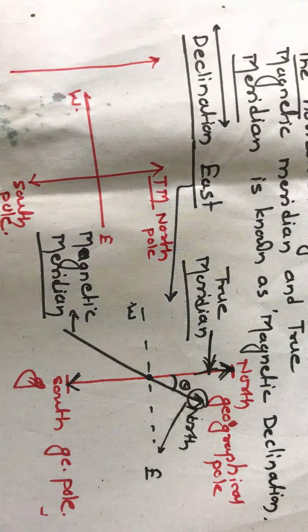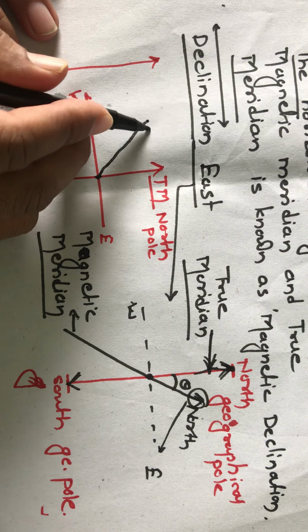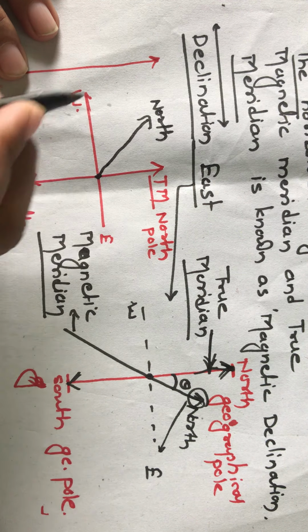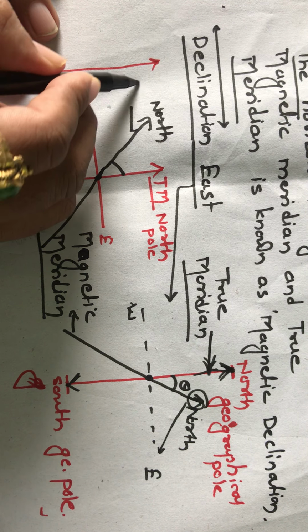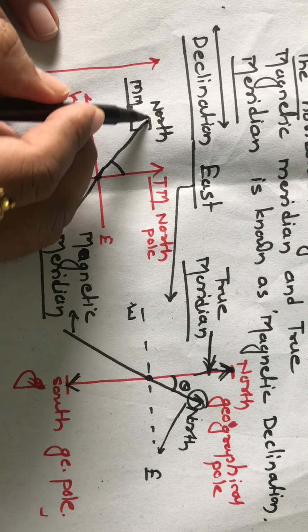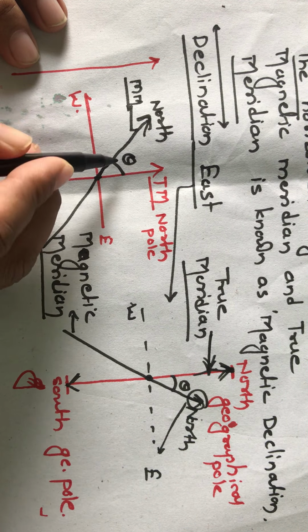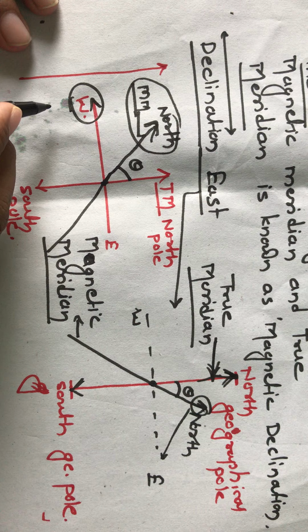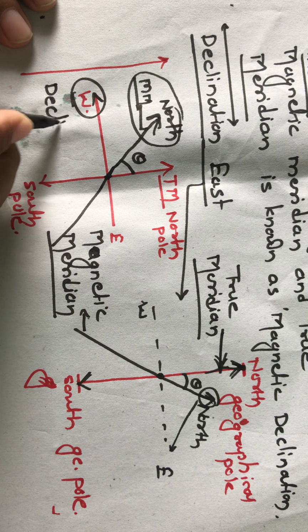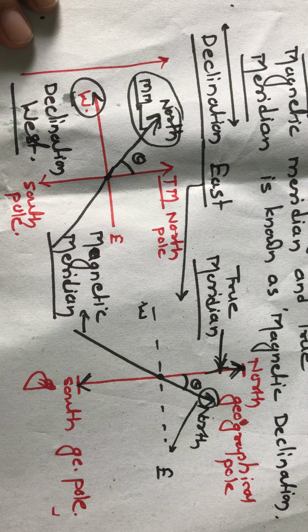Now suppose the magnetic needle is showing the direction north along this direction. This is the magnetic meridian, because it is showing the magnetic needle direction north. Whatever this theta is, this magnetic meridian is tilted towards the west, so that's why it is called declination west. Simple, you got this one, declination west.